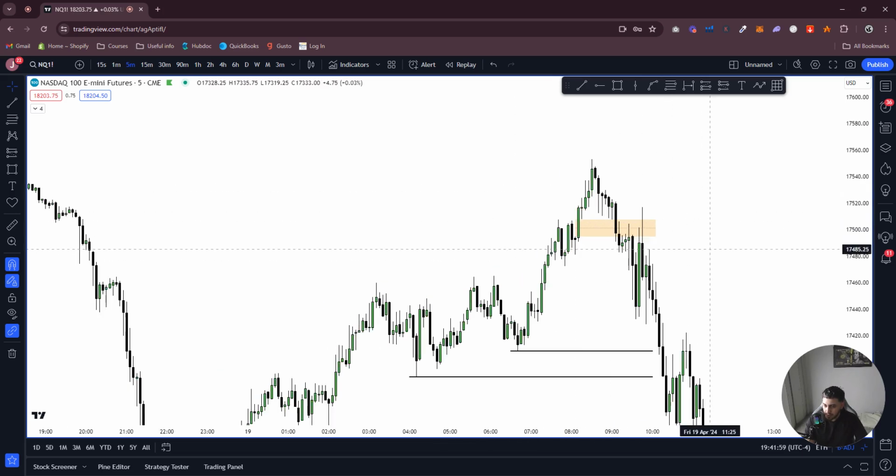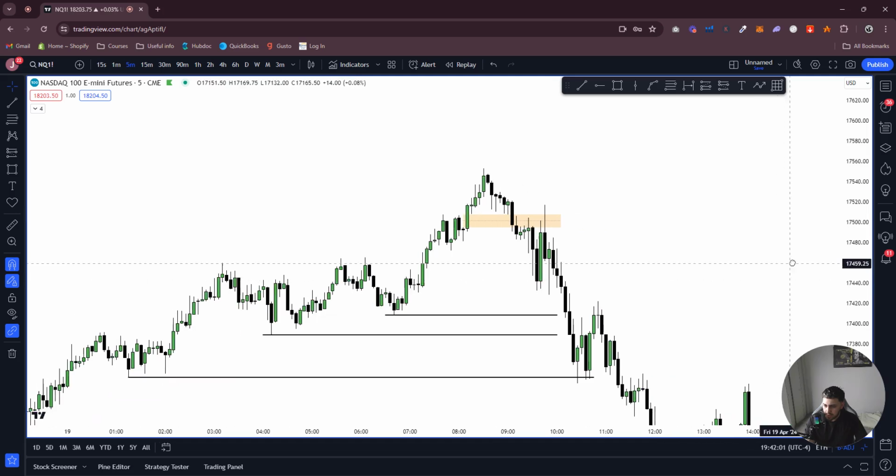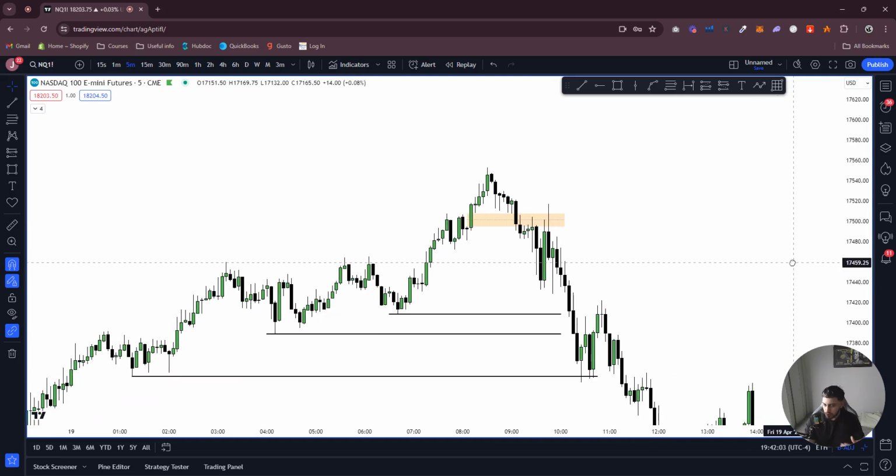Inverse fair value gaps are a powerful tool, and next week I'm actually going to be showing you guys a model just using the inverse fair value gaps. It's the most simple model that a lot of my friends use, and it works really well for them. So I'm excited to share that with you guys.